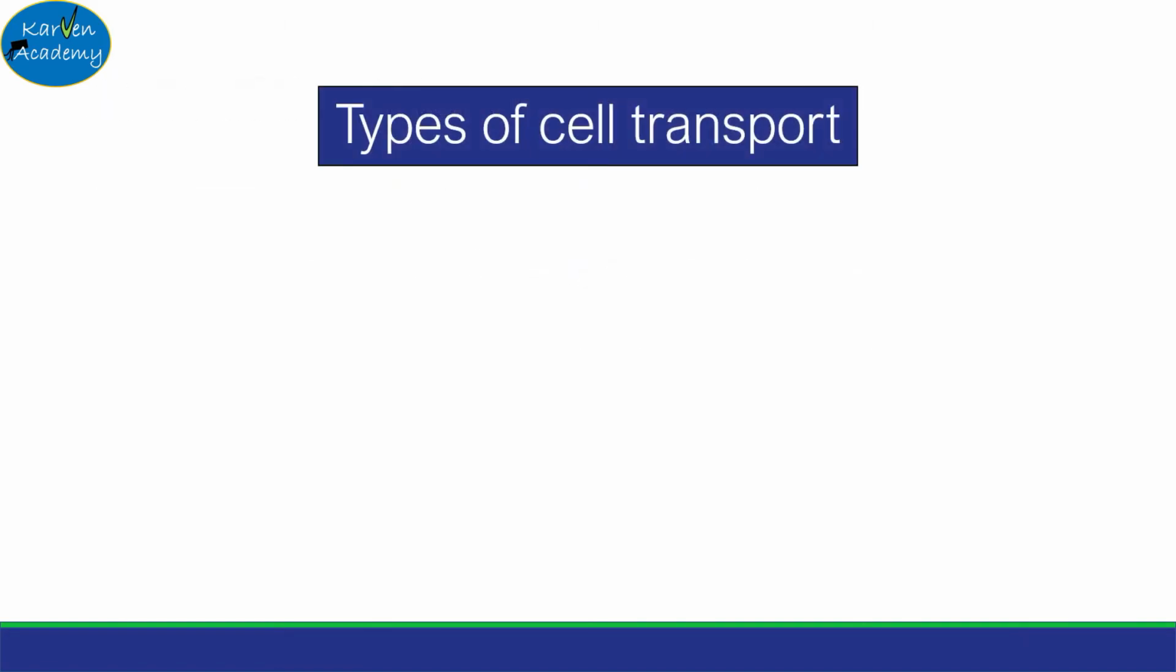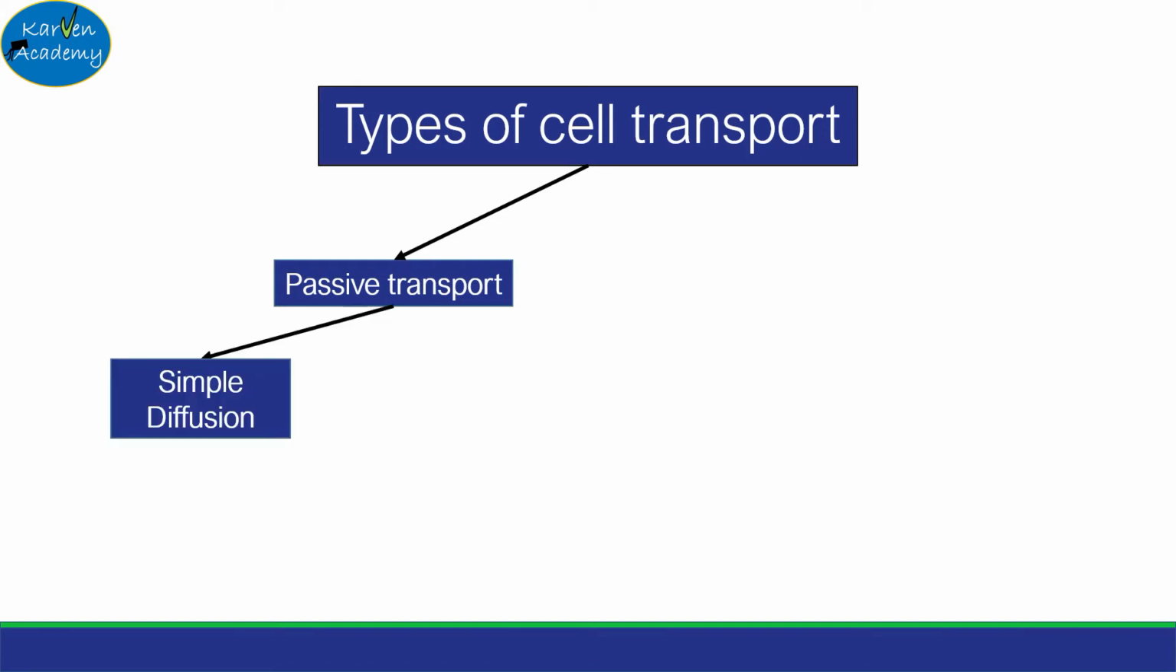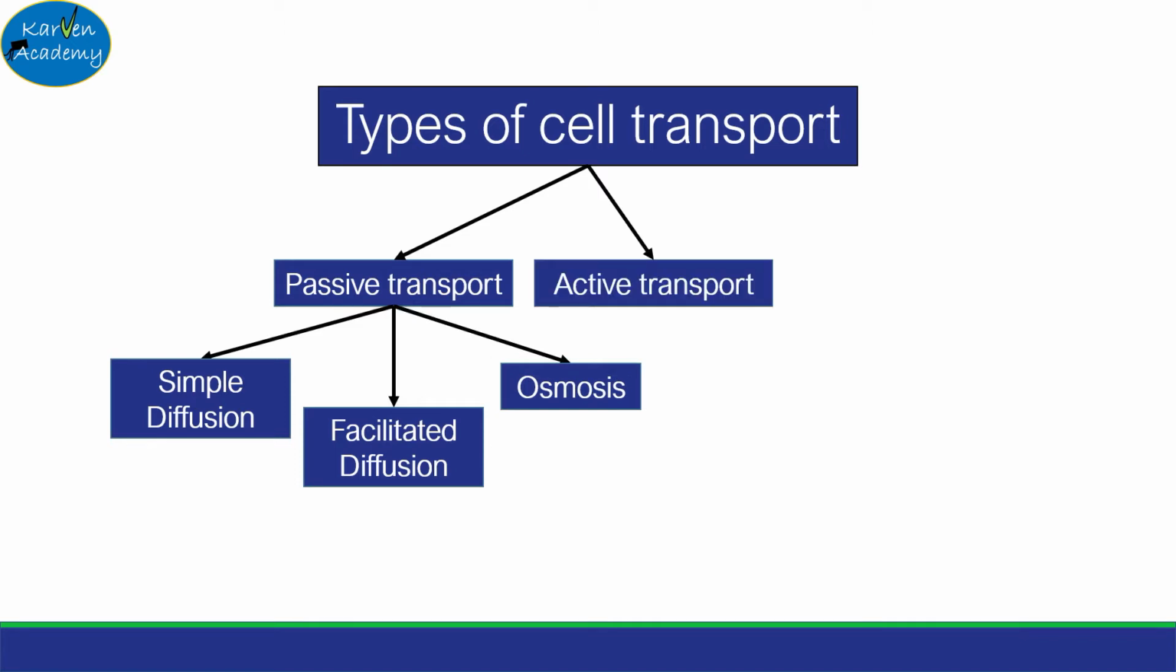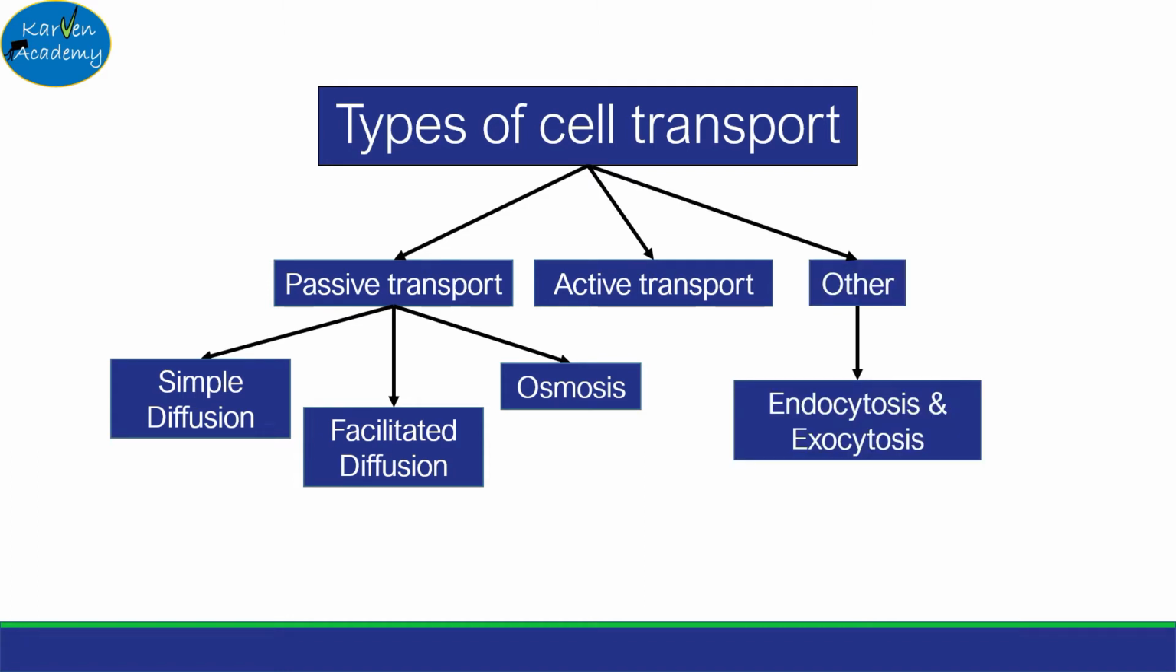There are essentially three main types of transport. One is passive transport, which consists of simple diffusion, facilitated diffusion, and osmosis. Another one is active transport. And finally, we have endocytosis and exocytosis, which are other mechanisms of cell transport. So let's first look at passive transport.